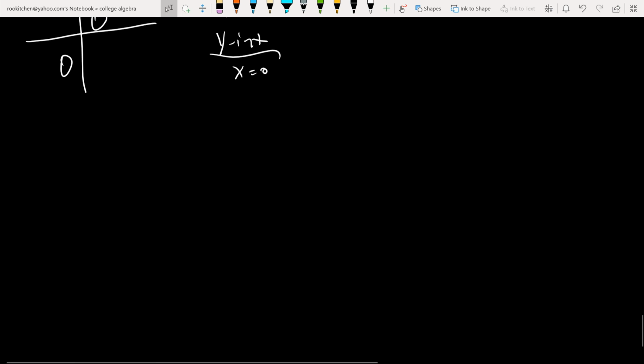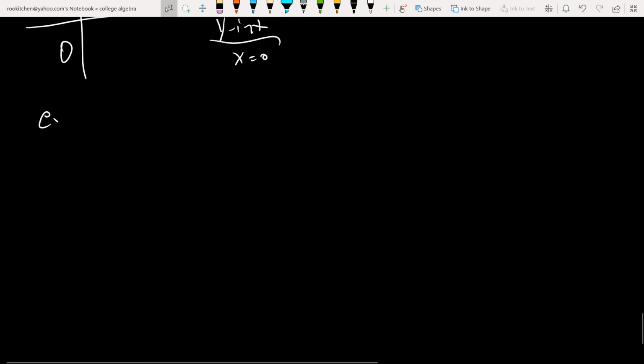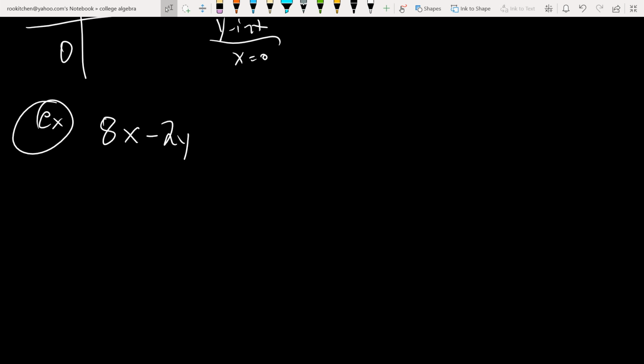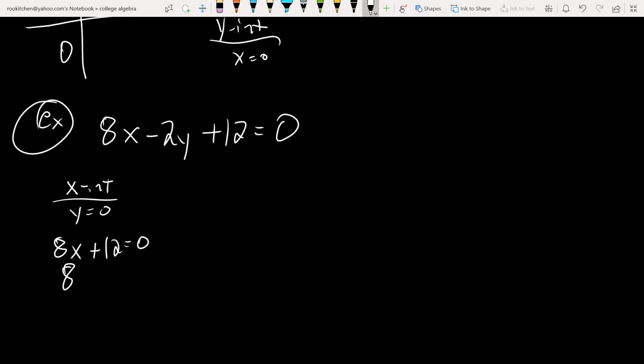Okay, so let's look at a different example now. This will be the last one we look at. 8x minus 2y plus 12 is 0. Okay. Right, so for the x-intercept, you let y be 0. So I'll have 8x minus 2 times 0 is 0, plus 12 is 0. So 8x is negative 12. And then x is negative 12/8, which is negative 3/2, I believe.